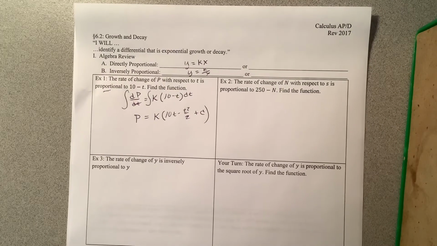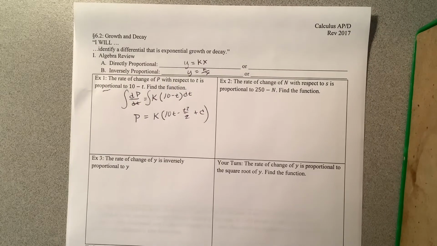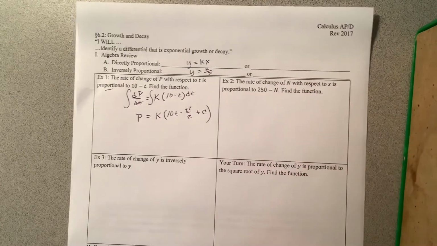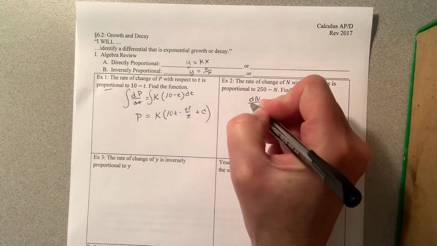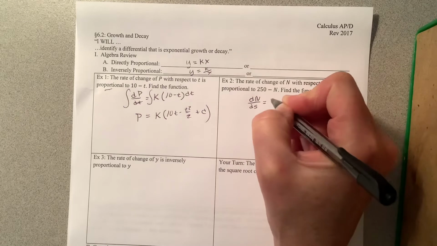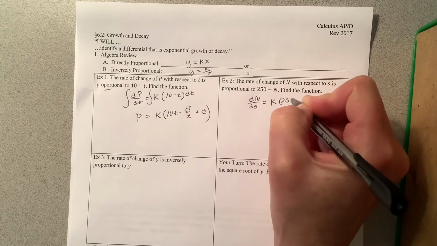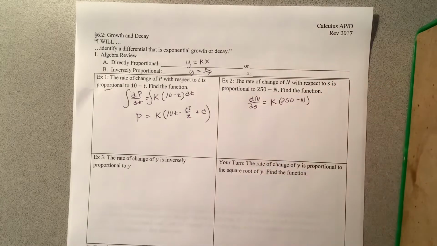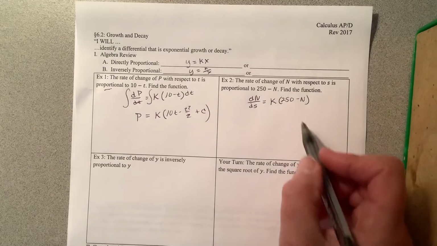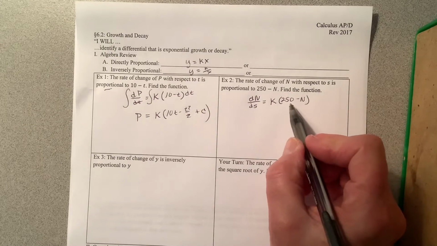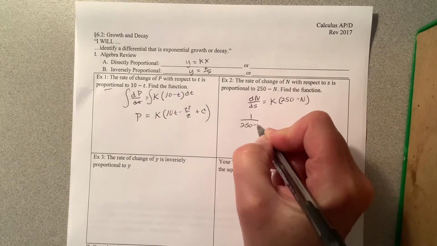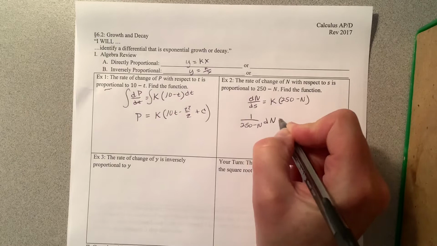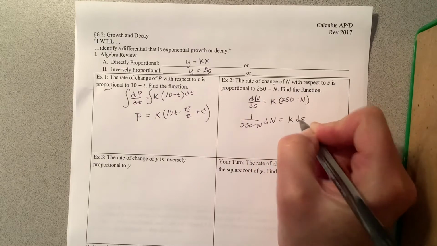The next one says the rate of change of n with respect to s is proportional to 250 minus n. Find the function. Be careful when you read this. I've screwed it up 3 times already. The rate of change of n with respect to s is equal to k times 250 minus n. Remember, you want to get your variables that are the same on the same side of the equation. You separate them, so you have to bring this over here. You have 1 over 250 minus n dn equals k ds.